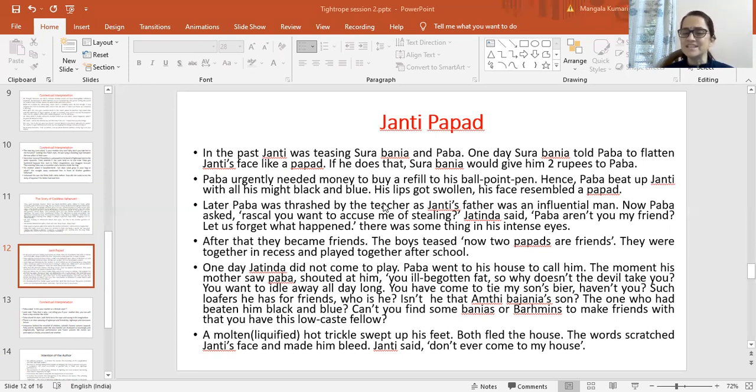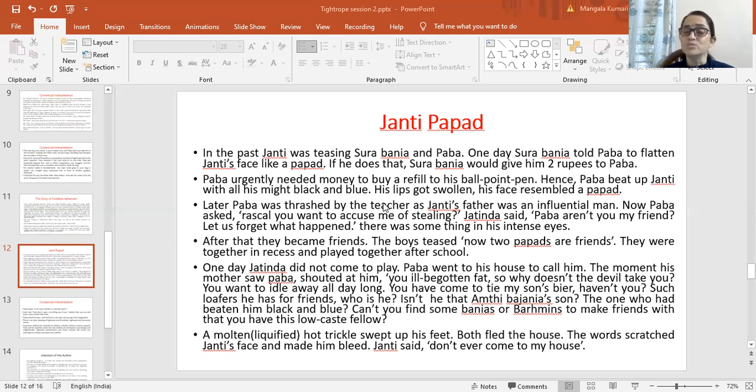Who is he? Isn't he that Amti Bajania's son, the one who had beaten Janti black and blue? Can't you find some Banyas or Brahmins to make friends with, that you have this low caste fellow? So these are the abusive words used by Jatinda's stepmother. Why have you come, you ill-begotten fat? Don't you have any other higher caste friends? So you have only a Bajania friend. Have you come to tie my son's bier? Look at the words, abusive words.